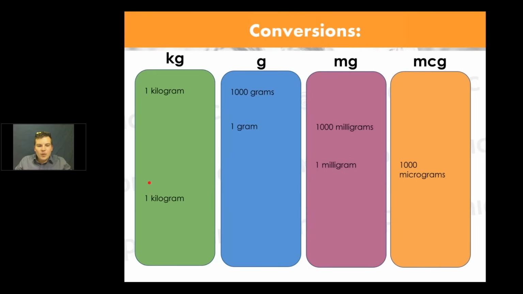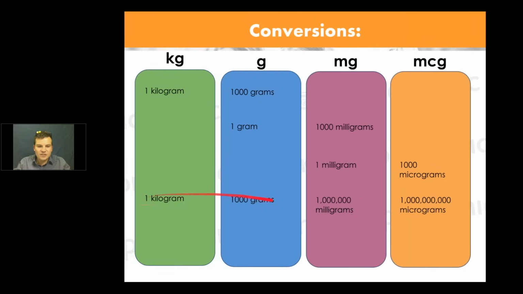So 1 kilogram. What's 1 kilogram? Well, we already talked about it. We're going to go across the way here. 1 kilogram, of course, is 1,000 grams. We know that. But how many milligrams is 1,000 grams? Well, 1,000 grams is 1,000 times 1,000, which is a million milligrams. And then if we have a million, then we go to a billion.